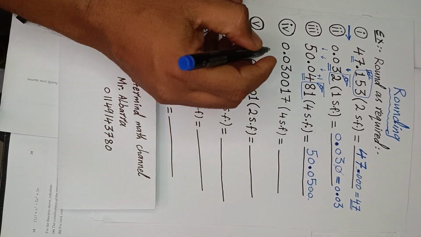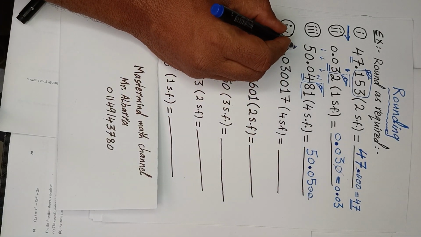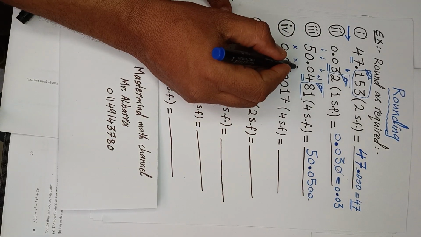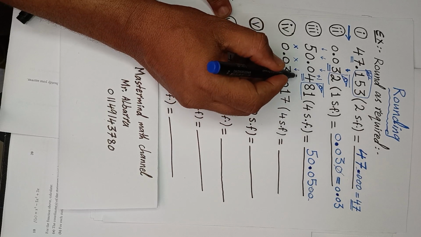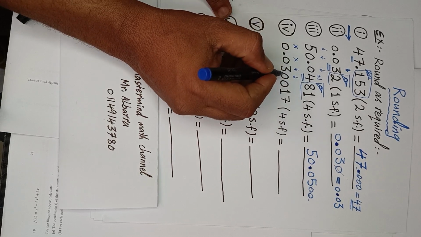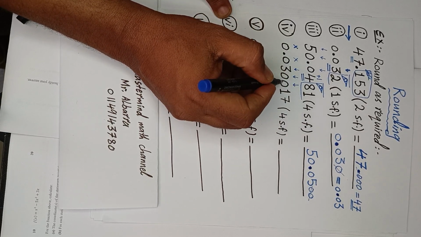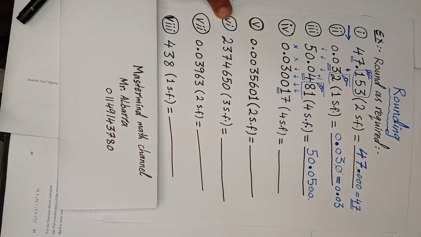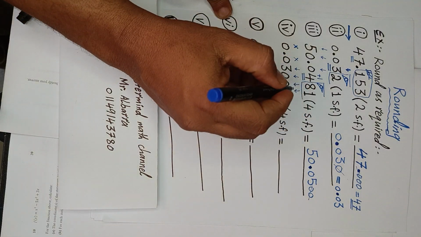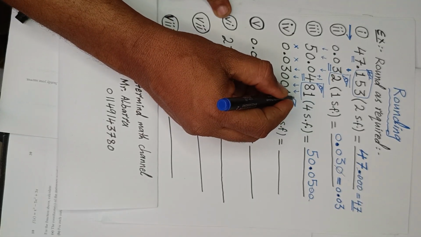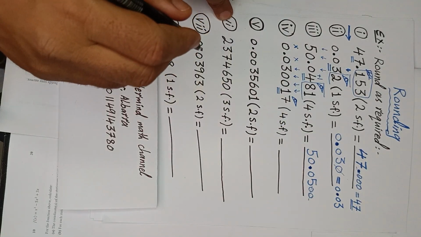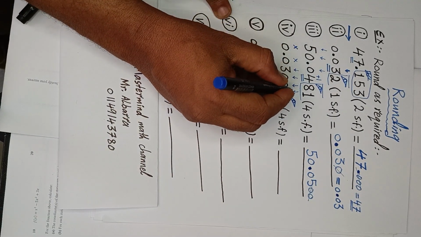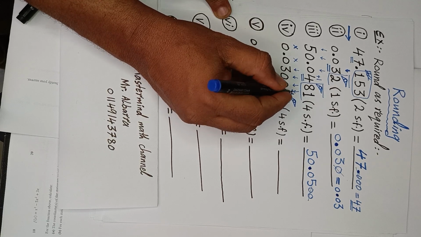0.030017 to 4 significant figures. I can't count this 0 because it's to the left, and I can't count this one also. The first significant figure is 3. Then this 0 I will count since it's between, and the third one is this 0, and the fourth significant figure is 1. Underline the fourth significant figure. Put your eye on the number to the right. The number to the right is 5 or more, 5, 6, 7, 8, 9. So you have to add 1 to the underlined digit. 1 plus 1, it's 2.